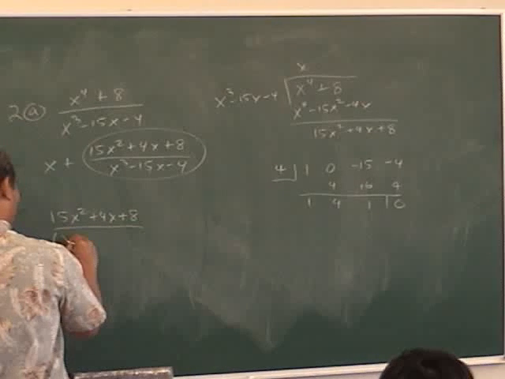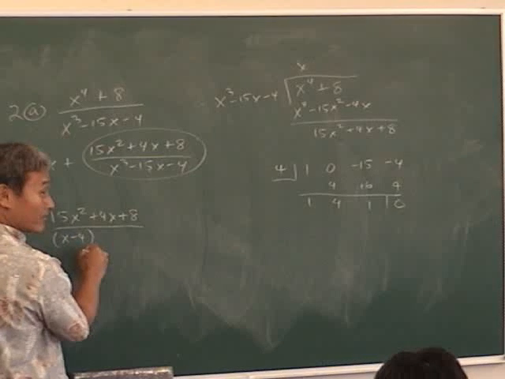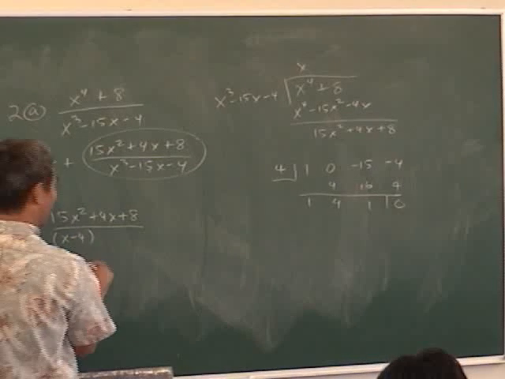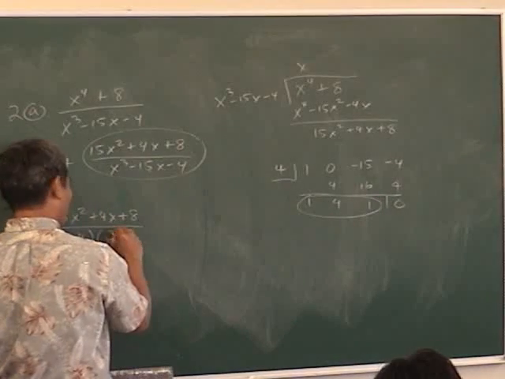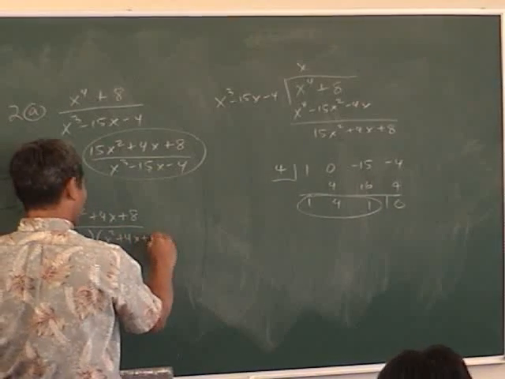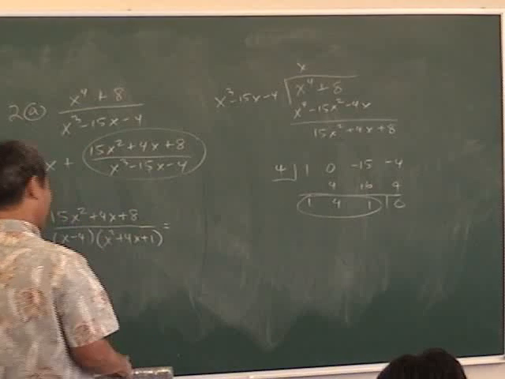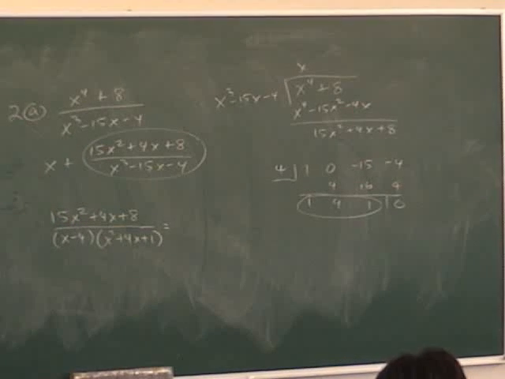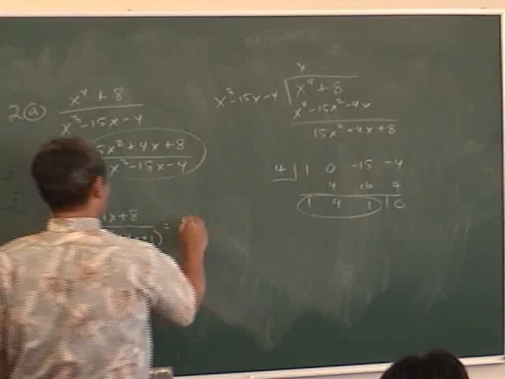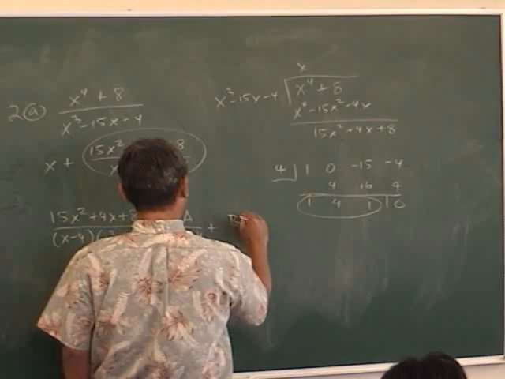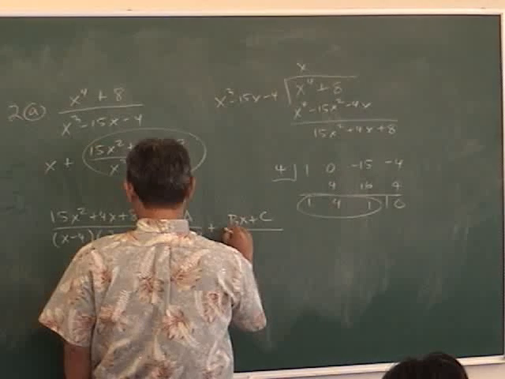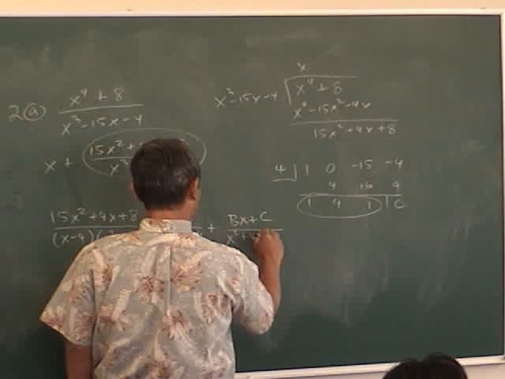x minus 4. Please put minus up, because if you put plus, it's probably all over. And then you look at the depressed coefficients, x squared plus 4x plus 1. That's an unfactorable quadratic. So what fractions added together will give you this? Something over x minus 4 plus something over x squared plus 4x plus 1.